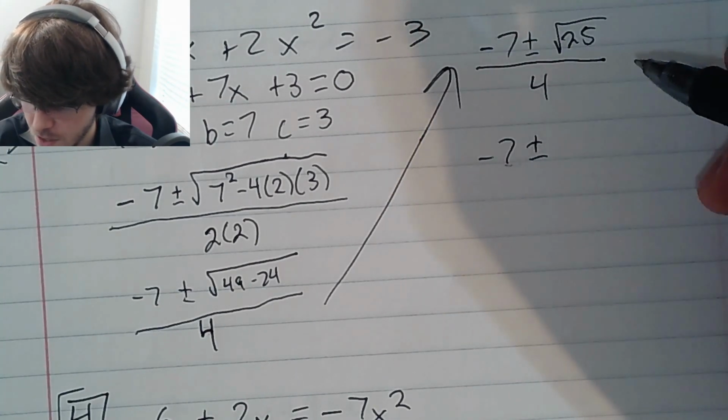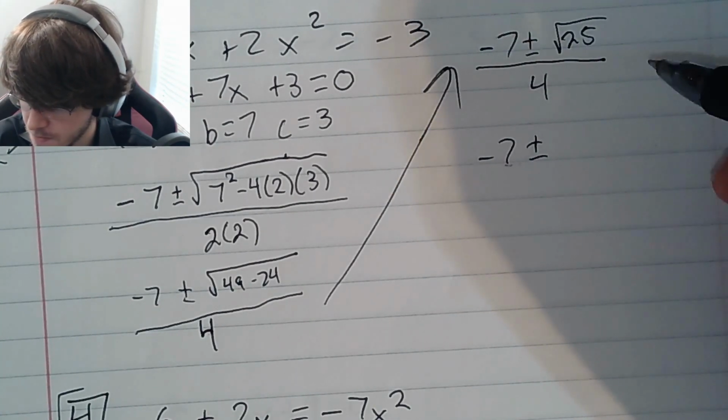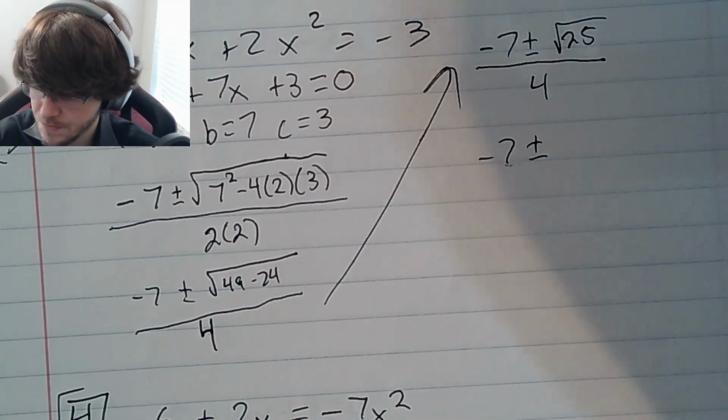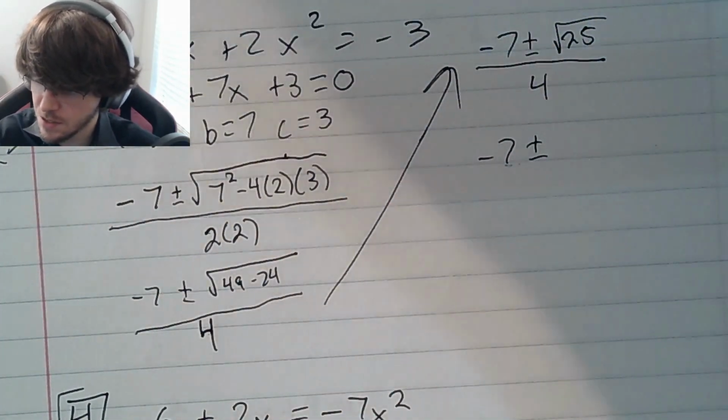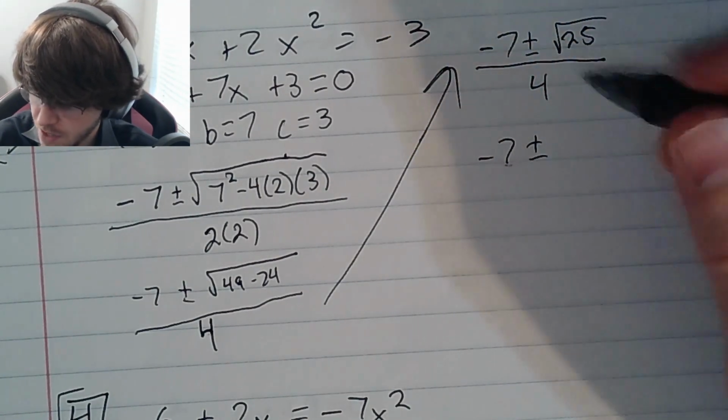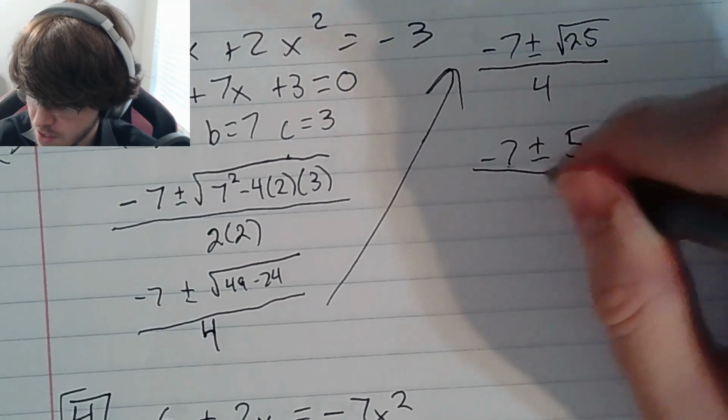I forgot to say you could pause and do it on your own. I feel so silly. You could have paused and done it on your own earlier once we had rearranged it. I'll give you another chance in a question in just a minute. I apologize. So the square root of 25 is 5 divided by 4.